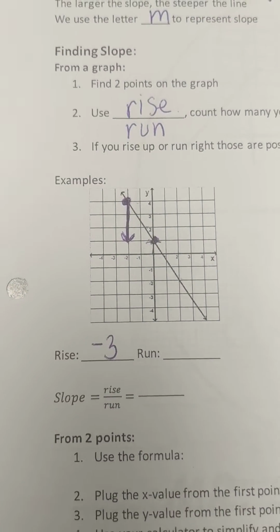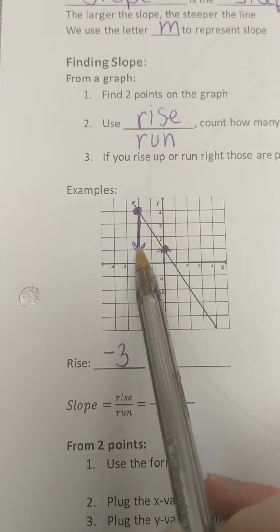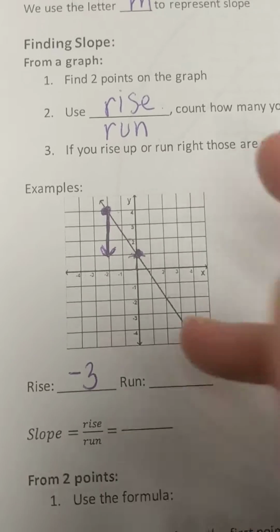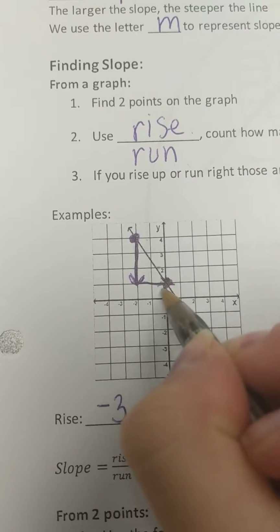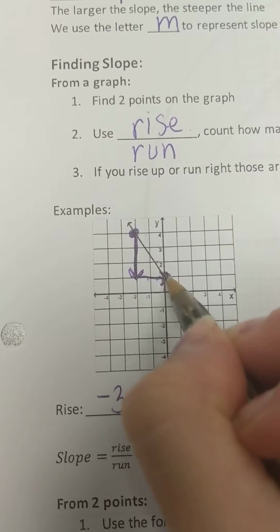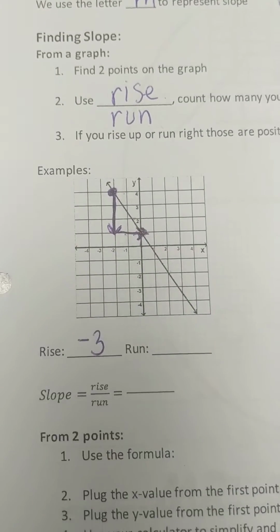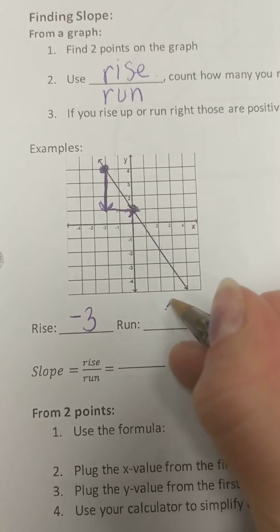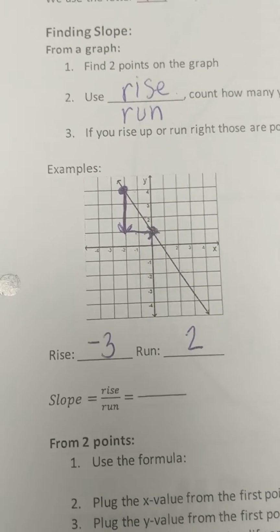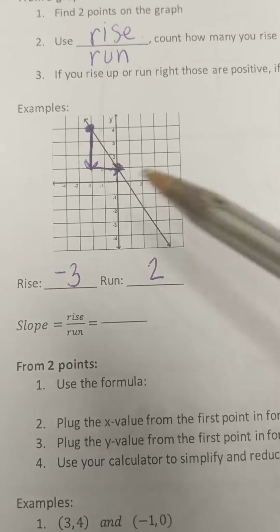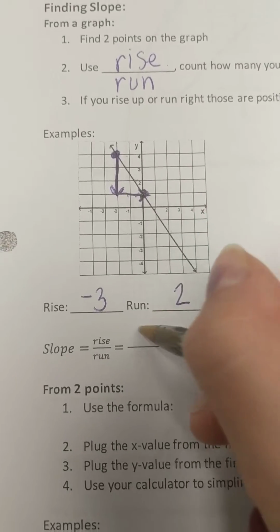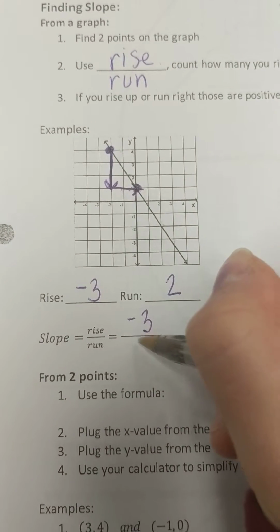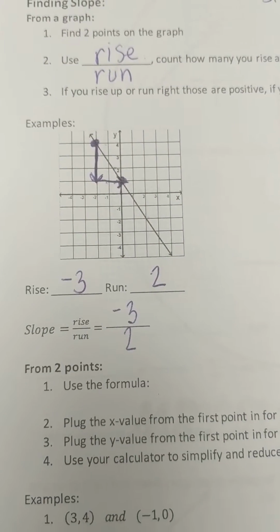Now I'm going to count my run from where I left off to the other point. So from here, I'm going to count to the point, and I go 1, 2, and I went to the right, which is positive, so my run is a +2. Now we're going to make a fraction out of that. Put our rise over our run. So our rise is -3 over our run is +2.